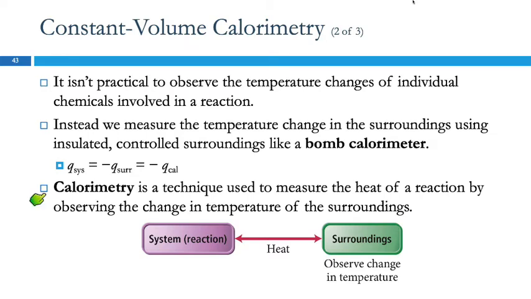So in general, calorimetry, measuring calories, is just a way of measuring the heat of reaction by observing temperature changes in the surroundings. We've got the system, which is going to be our chemical reaction, and then we're going to observe temperature changes in the surroundings. We keep it at constant volume, and so then we're only looking at heat, and we don't have to deal with work.